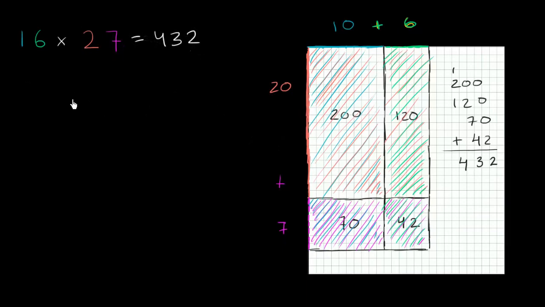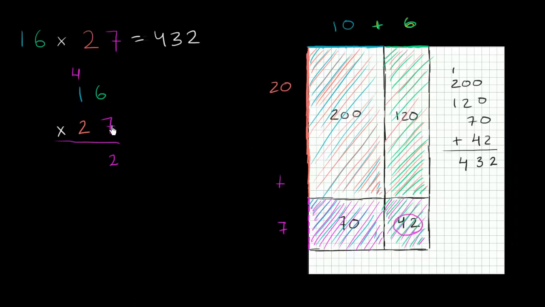And you might be saying, hey, Sal, why did we go through all of this business? You've probably learned this type of process, 16 times 27. You say, okay, let's start with the 7 in the ones place, and you do 7 times 6 is 42. You write the 2 down, and you carry the 4. You're really just putting the 4 in the tens place because it's a 40.